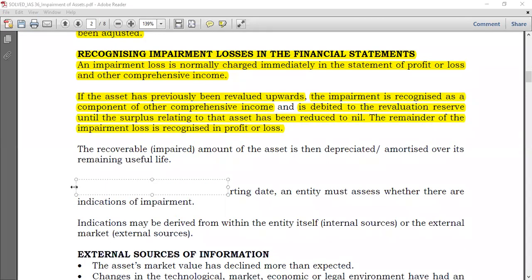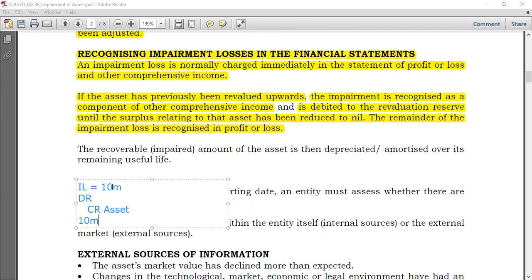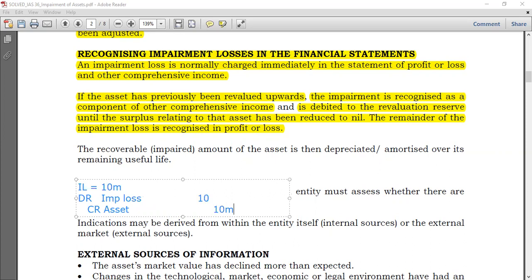Previously, I told you that we had an asset for which we computed the impairment loss and found it to be 10 million. And then this is what we did. We said we have to debit something and then we have to credit something which is an asset. So we credit our asset for 10 million and we debit the impairment loss of 10 million.